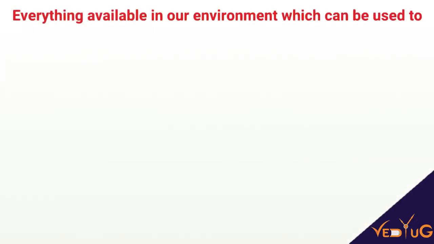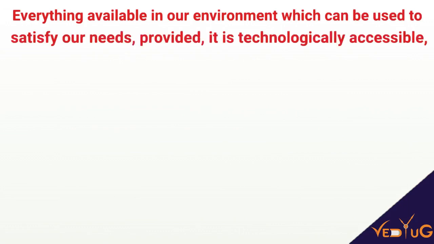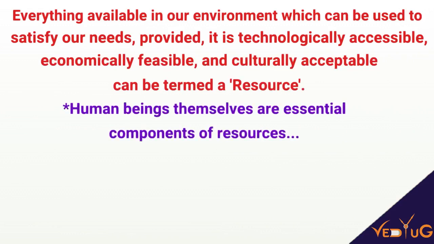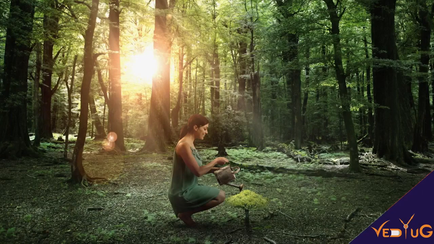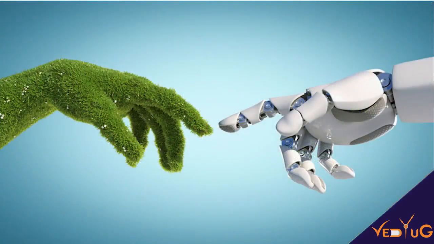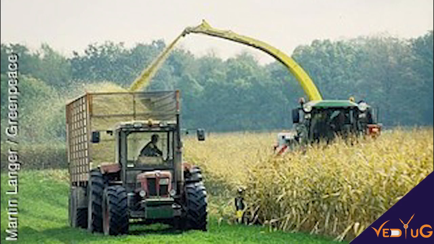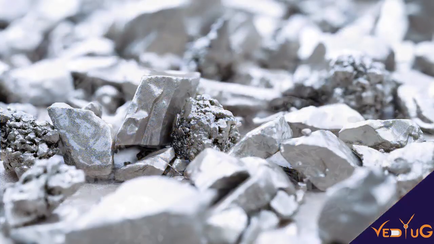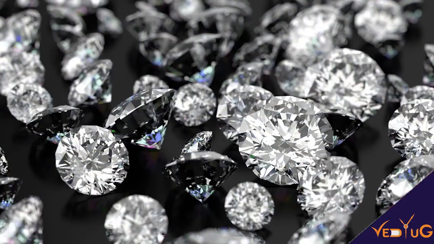Now, whatever is available in our environment, which can help us to satisfy our needs, and which is technologically accessible and culturally acceptable, can be called a resource. So we can say that resources help us in completing human activities, day-to-day activities. Even human beings are a component of resources. As we know, human beings interact with nature through technology and with this they do economic development. Just see an example. Metals found in the environment like gold and silver are valuable and they can be exchanged for money.